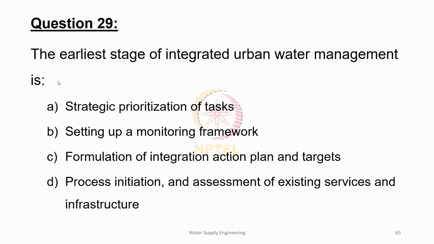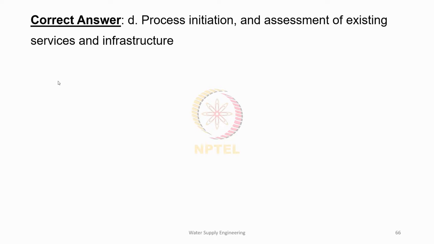Okay, so I'm getting mixed answers. A is there, C is there, D is there. Okay, only B is left. All right. So we'll see what is the correct answer. The correct answer is option D. Process initiation and assessment of existing services and infrastructure.